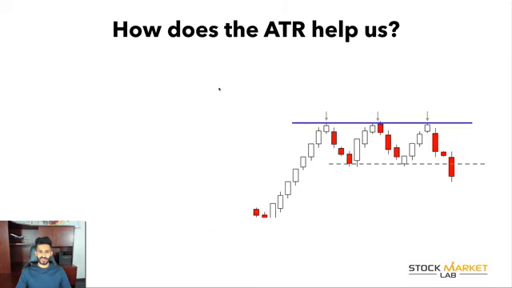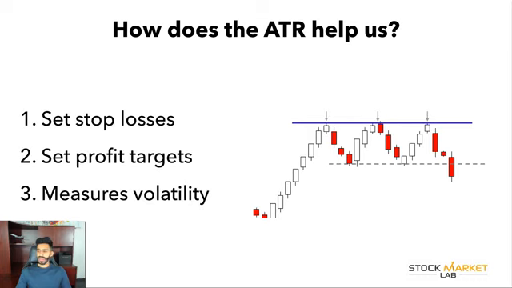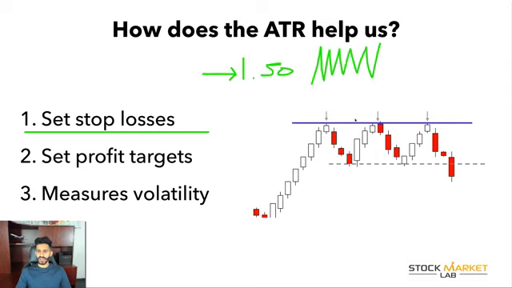Now, the question is, how does the ATR help us? Cool, you showed us the ATR, but how does it help us? ATR helps us in three ways. A, it helps us set stop losses. So for example, let's say a stock's ATR is $1.50. What some people do is, if the stock moves up and down $1.50, they'll put their stop loss $2 below.